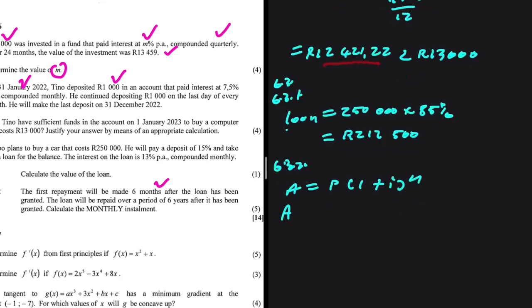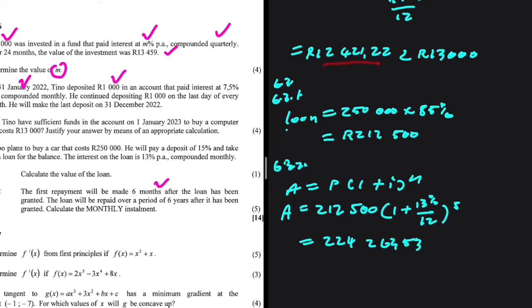So the new loan will be equals to the principal, which is 212,500 rands multiplied by 1 plus the interest, which is 13% compounded monthly. So that will be 13% divided by 12, everything to the power 5, like we are saying. If you put that in your calculator, you're going to get 224,262.53 as the balance 6 months after the loan has been granted.